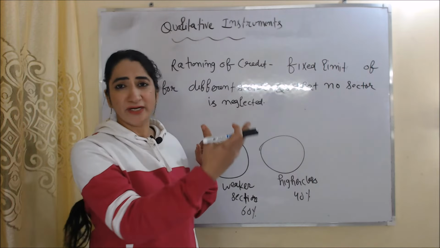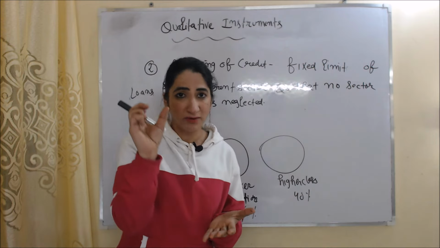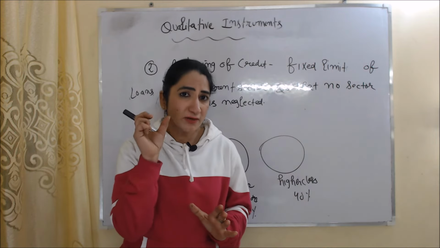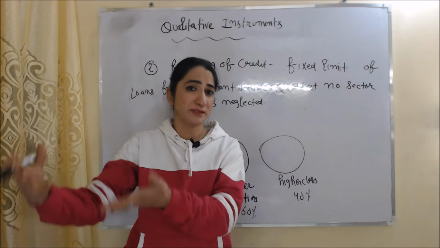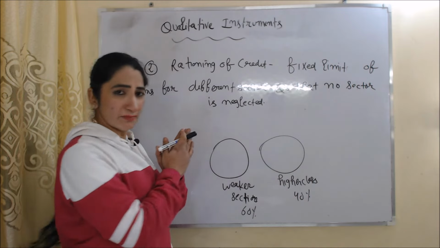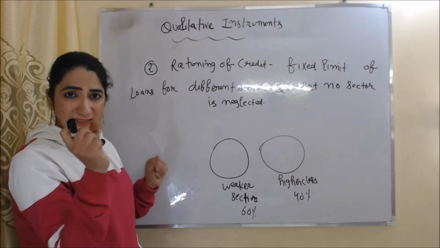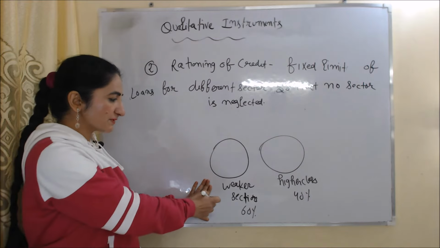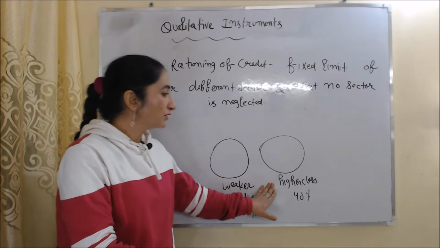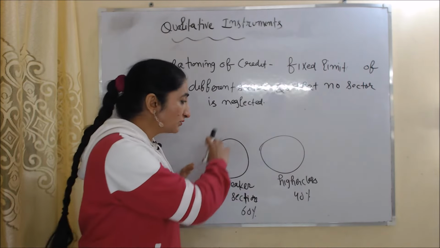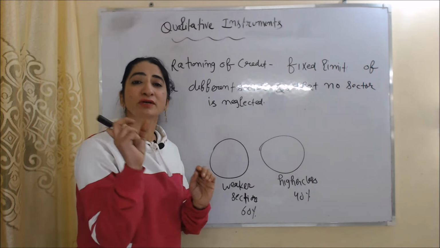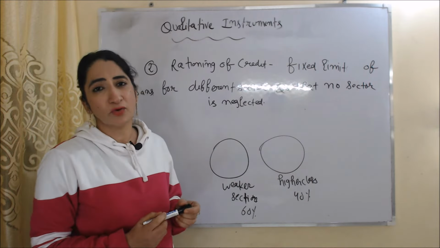In rationing of credit, central bank sets a maximum limit and commercial bank cannot give loans to a particular sector beyond this limit. For example, in order to control money supply, central bank sets maximum limit. Commercial bank gives 60% loans to weaker section and 40% loans to higher class. By doing this, a particular section will get only a limited amount of money and we can control money supply.